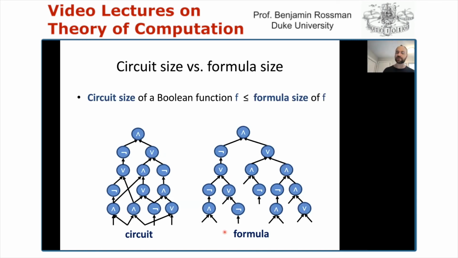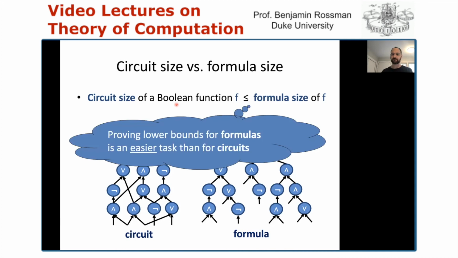Okay, so now we have these two different size notions for Boolean functions. We have circuit size and formula size. And clearly, the circuit size of a Boolean function is at most its minimum formula size, right? Because the smallest formula for f is also a circuit, so that provides an upper bound on the smallest circuit size of f. So it follows that proving lower bounds for formulas is necessarily an easier task than for circuits.